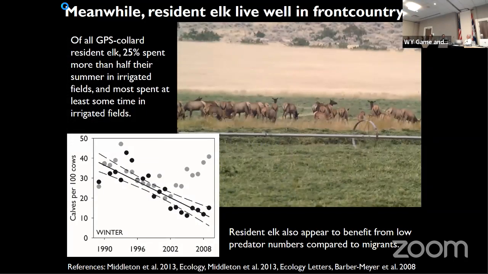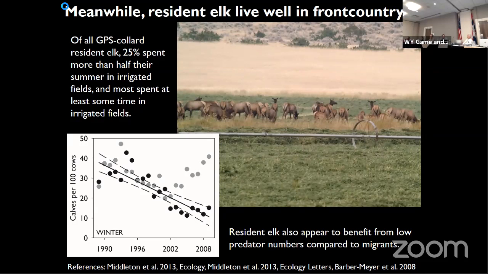Meanwhile, that's what's going on with the migratory elk in broad strokes. Resident elk are living high out in the front country. We saw about a quarter of that resident herd spending more than half of their summer in irrigated fields, where they get a huge subsidy to their reproduction and survival, and of course obtaining some benefits to their survival probability of lower predator numbers associated with management activity relative to carnivores, or just aversion, say, of grizzly bears to some of the areas where these elk are hanging out.